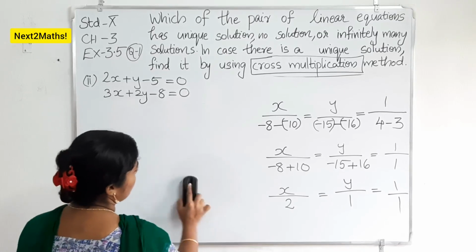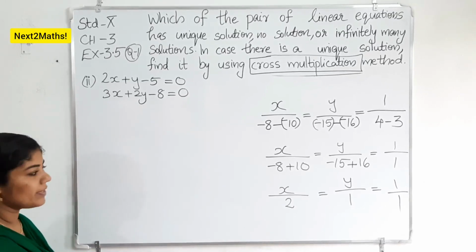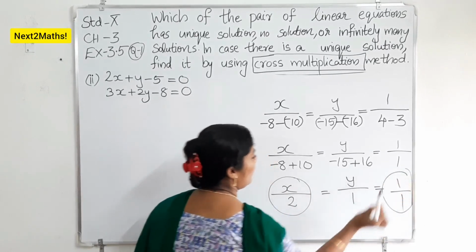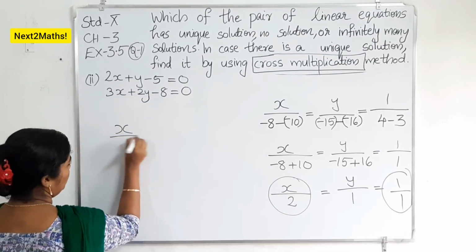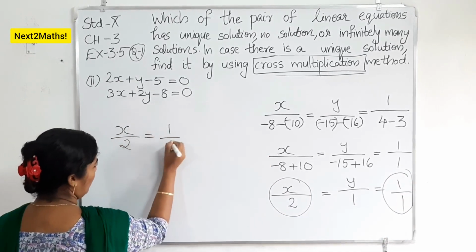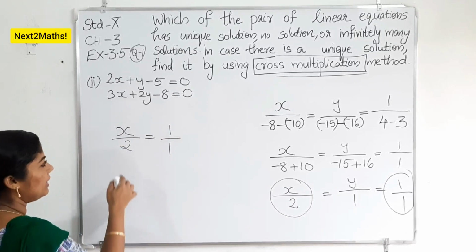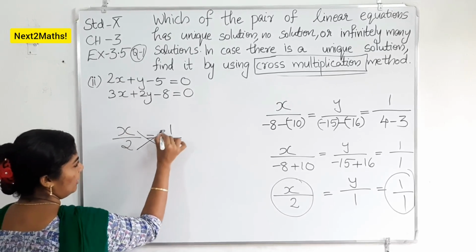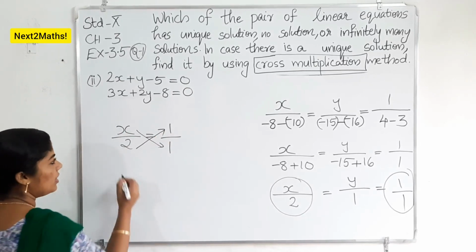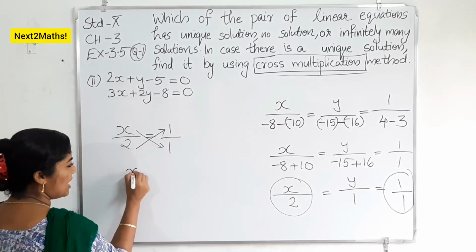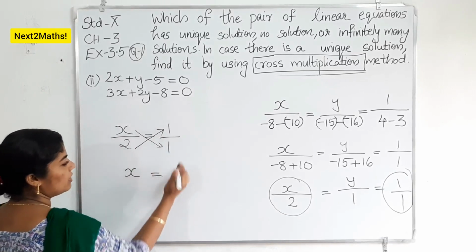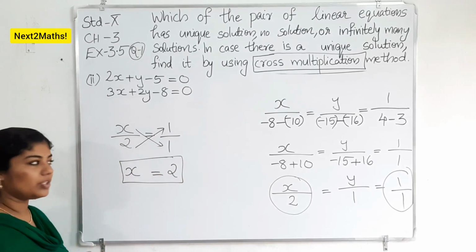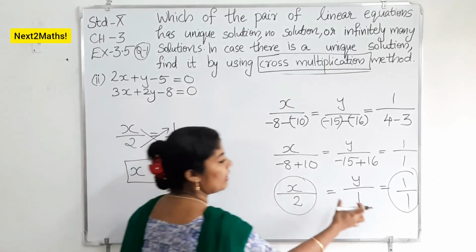What is the x value and what is the y value. So let's take these two only. This x by 2 and 1 by 1. So x by 2 is equal to 1 by 1. Okay, so directly x multiply with the 1 and 2 multiply with this one. So x multiply with 1 you will get x, equal to 2 multiply with 1 you will get 2. So what is the value of x? x equal to 2.